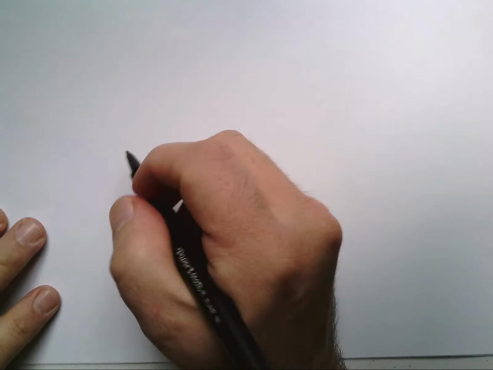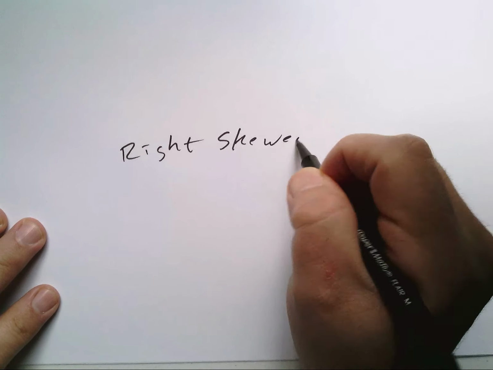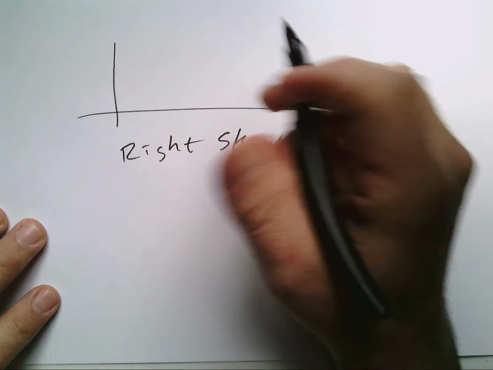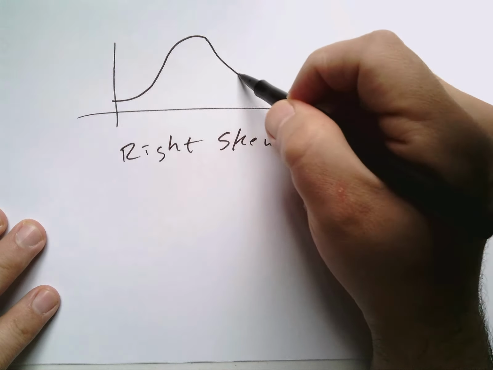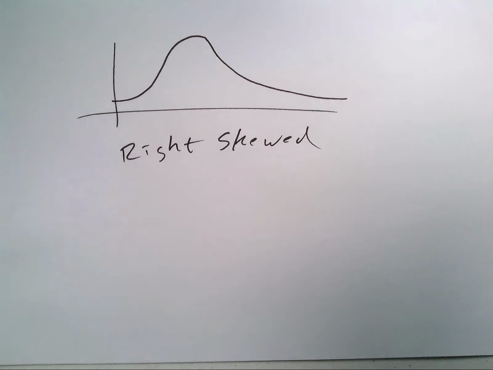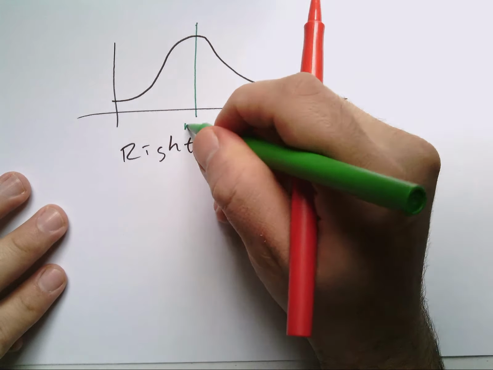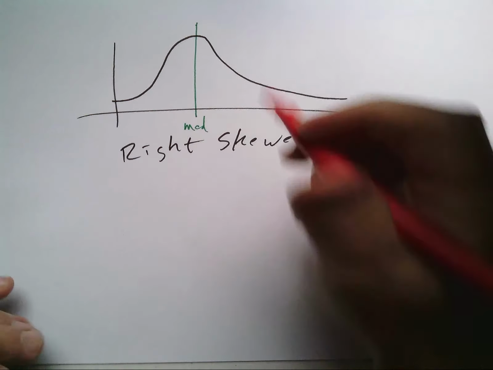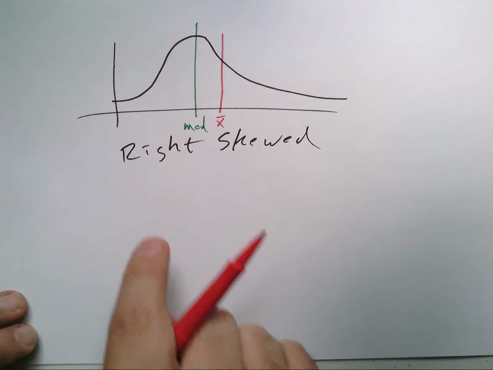Now, I could make something which is called a right skew, and it looks like a bell curve, except it rises really quickly and then tapers off really slowly. All right, so what's going on here is I have my median, which is going to be close to the very top of the shape, and then I have my average, which has been pulled to the right, which is why we call it right skewed.